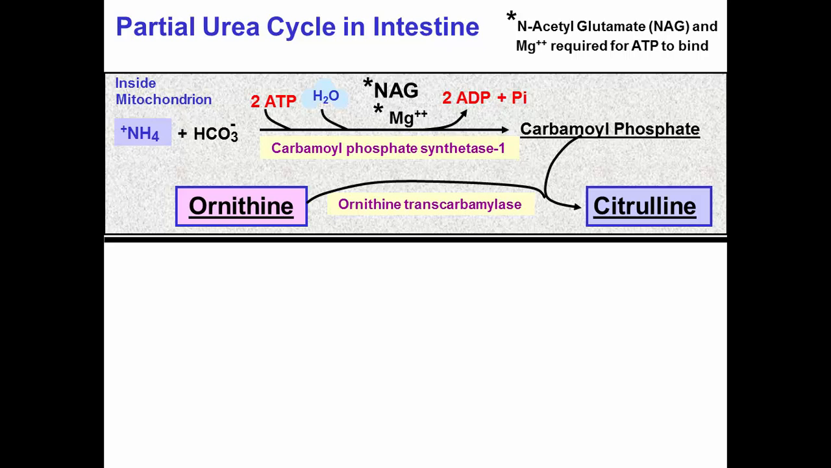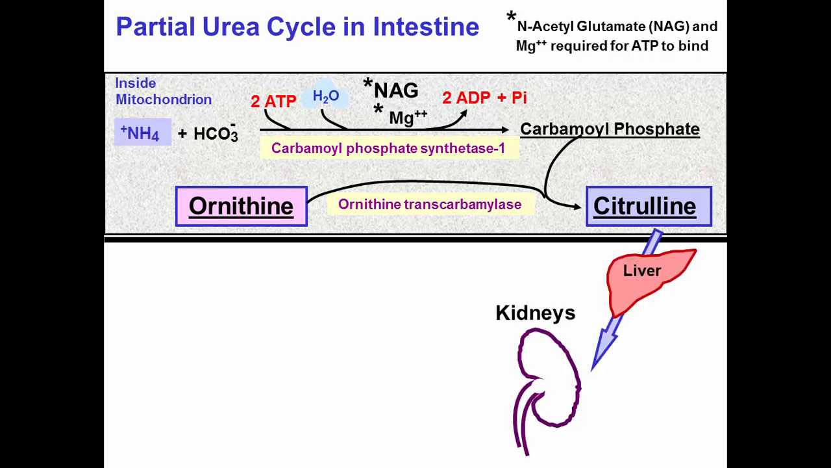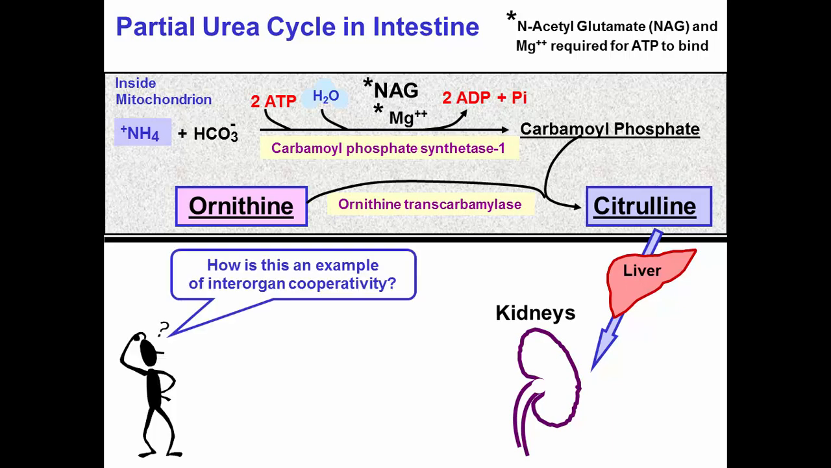So the intestine does not make urea, right? It's just that it has some of the enzymes. And the reason that it has some of the enzymes is that it's useful for the intestine to make citrulline. Citrulline will pass through the liver. The liver doesn't really do much to it. And it goes to the kidneys.